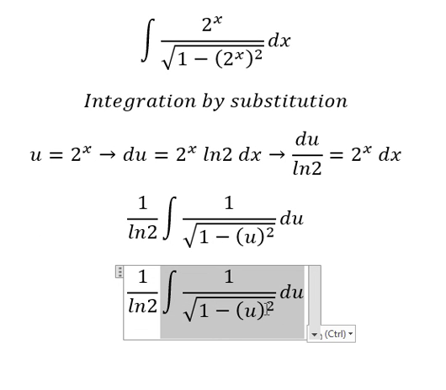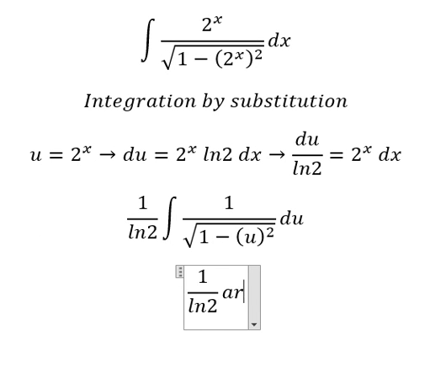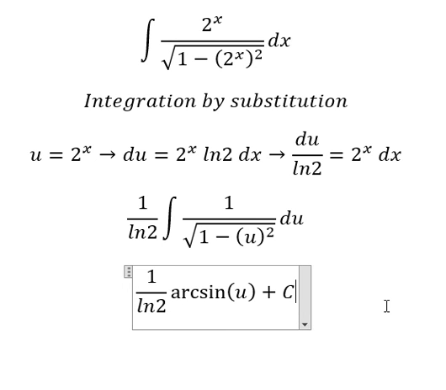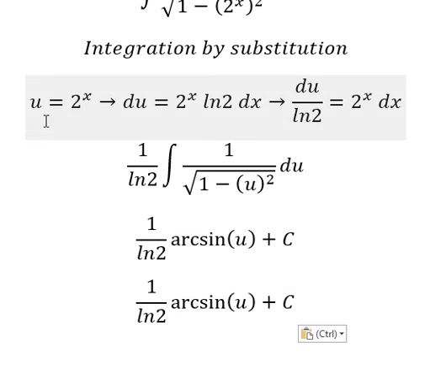About this integration, we change for arcsine of u. And we add c. About u, that's about this one.